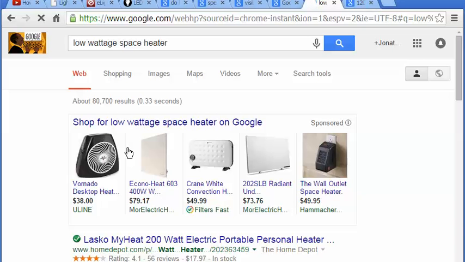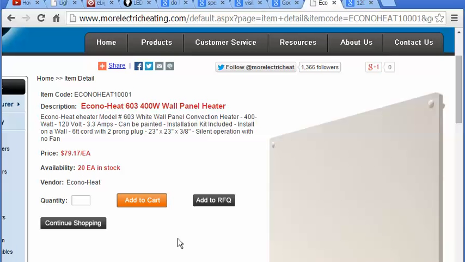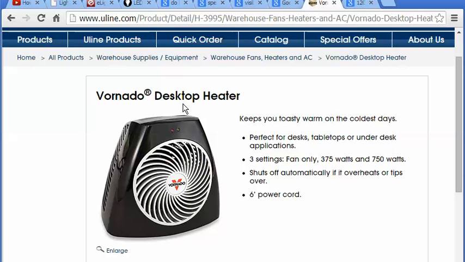Let's look for a comparison of a low wattage space heater. What if your intent is completely not creating visible light, but creating heat? Well, here's a 400-watt wall panel heater. That is considerably more than that 13-watt light bulb. Here's the Vornado desktop heater with settings of 375 watts and 750 watts.